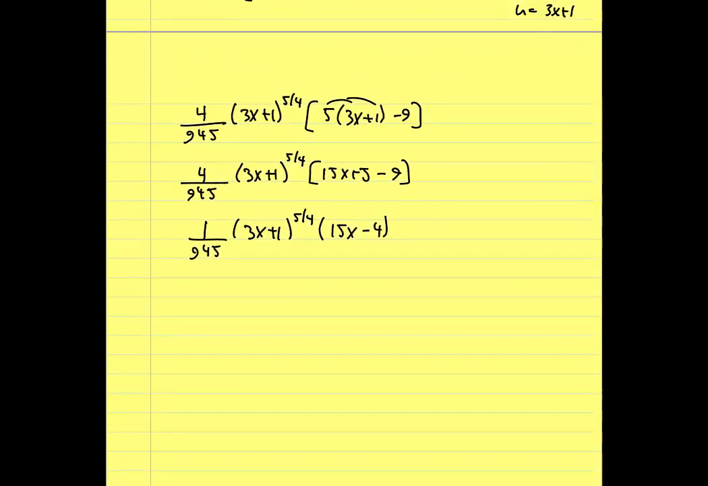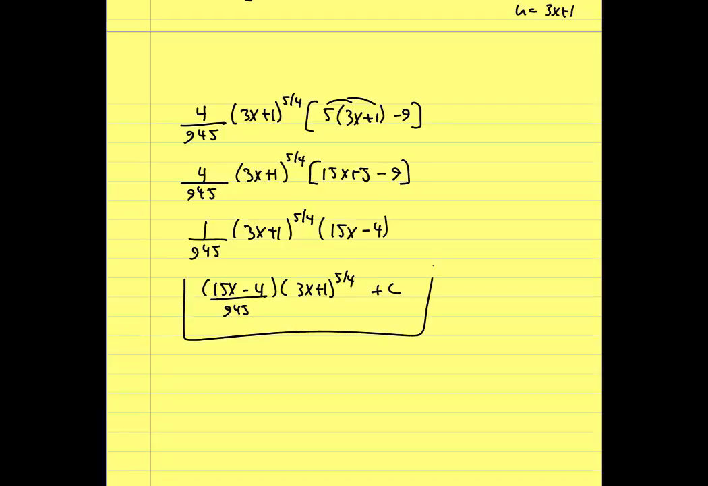There's several different ways that we could rewrite this. I think I'll write this as 15x minus 4 over 945 times 3x plus 1 to the 5/4 plus C, my constant of integration.